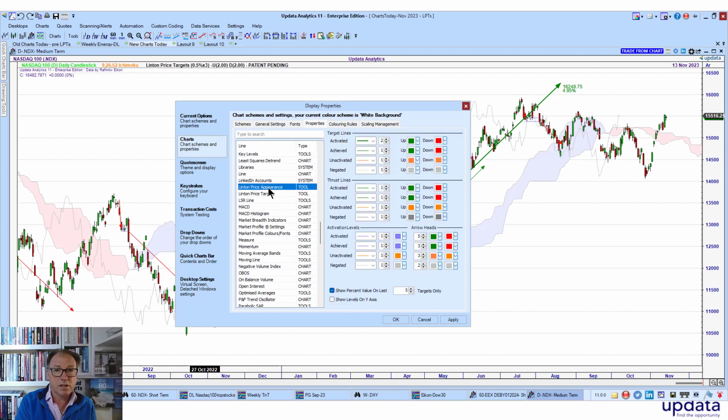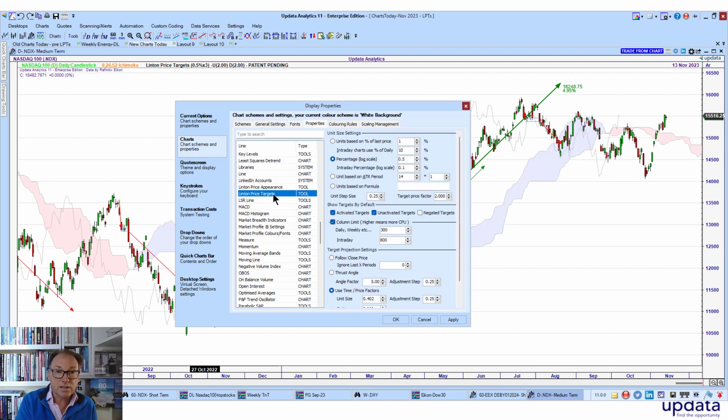So this is the appearance, by the way. My ones that are activated are in bold. My ones that are achieved are still green, but not in bold, the up and down. Unactivated is in orange, negated is in gray. These are the configuration settings. And you also can show the percentage value on just the last 5 targets. This is where the default setting comes from.